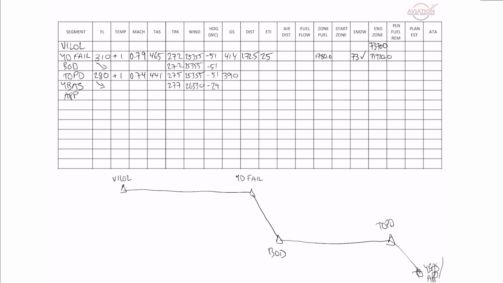Alright, the next line we're going to look at is the yaw damper fail to bottom of descent. So this is that leg here, an intermittent descent where we're descending from one level to another. Now, like we looked at in the intermittent descent video, I like to draw up a little table just to keep everything nice and neat. So I have 310 data, 280 data, therefore 310 down to 280 data.